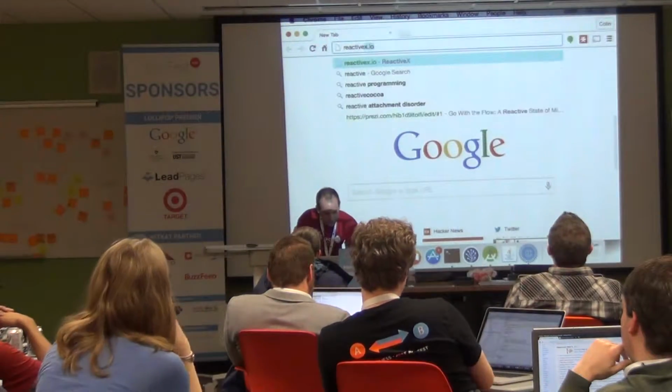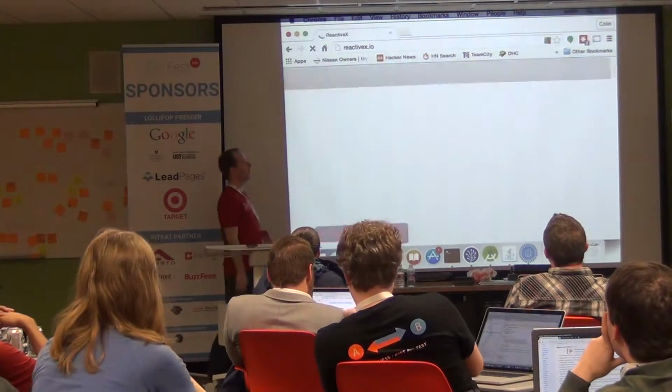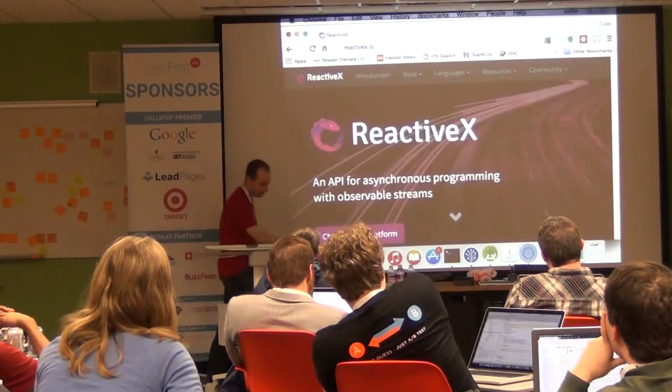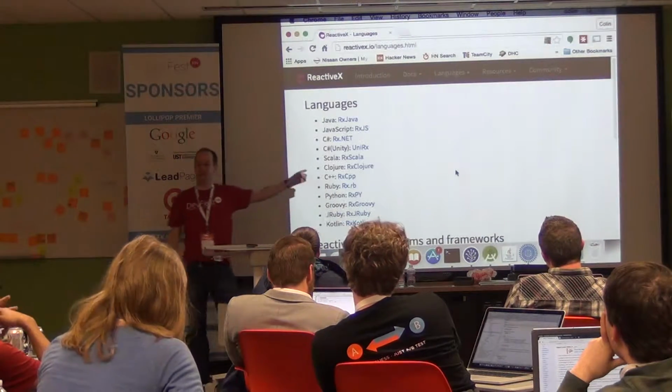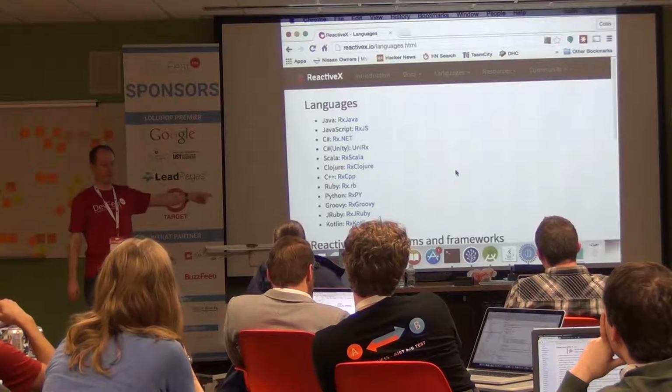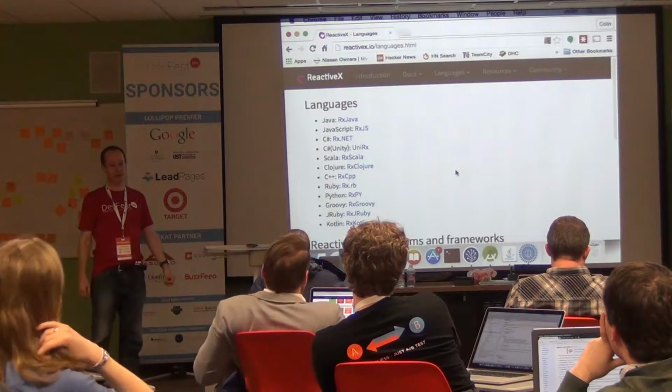Oh, by the way, there's a huge number of programming languages that implement this. If you're interested, there's a website called reactivex.io. This is where you learn all about reactive programming for any platform you need. And this, by the way, is not a complete list. These are the officially supported languages for Rx, for reactive extensions.